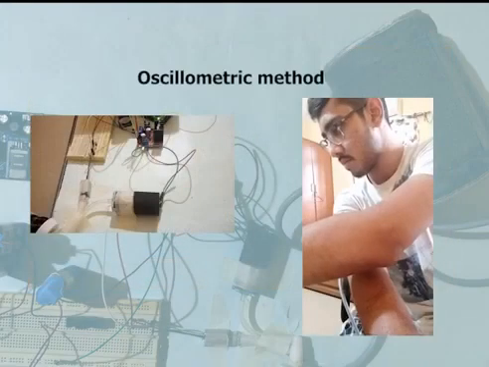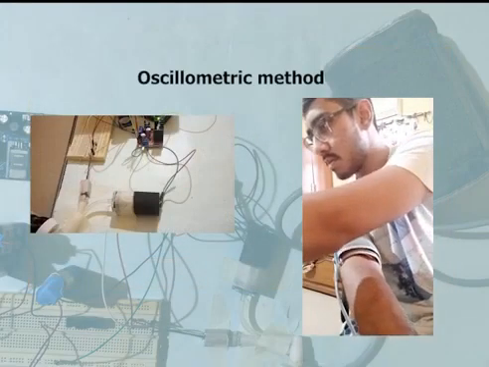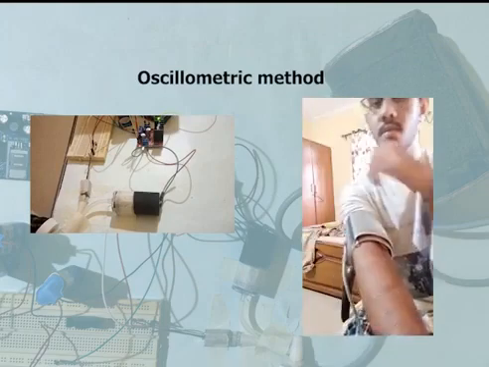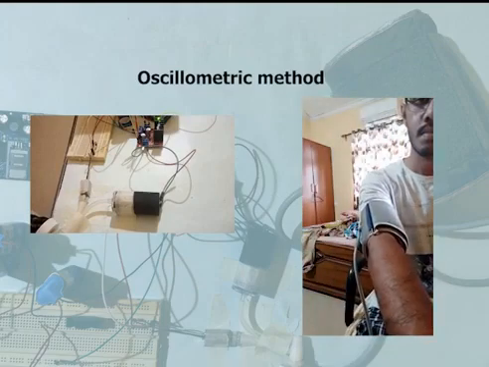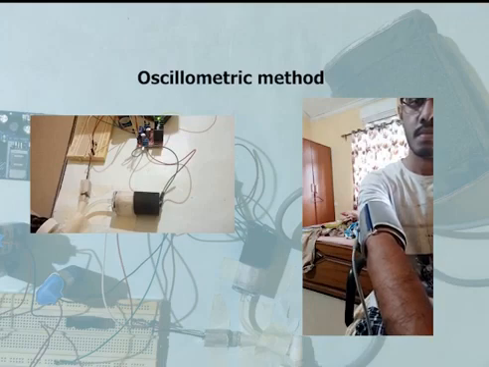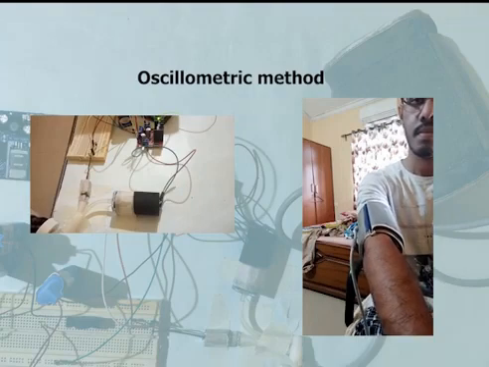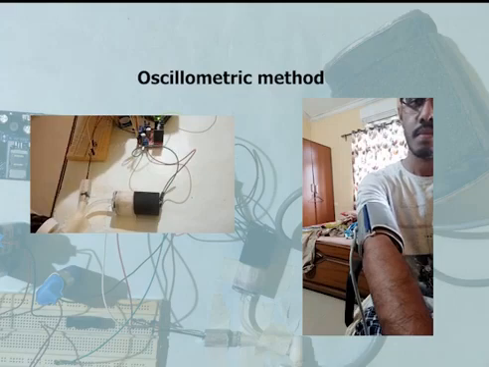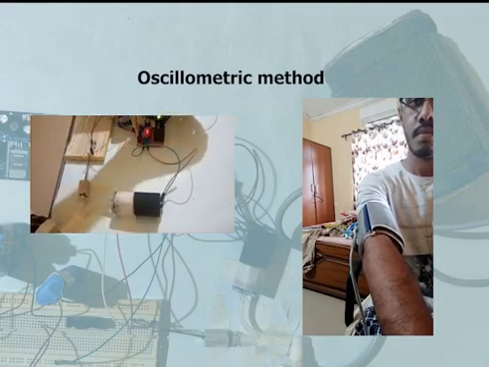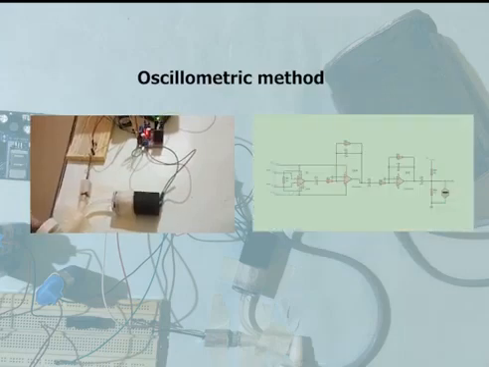Our design uses the oscillometric method to measure the blood pressure. In the oscillometric method, we make use of a cuff that is inflated by an air pump, and then the pressure is sensed by an air pressure sensor. We use the MPX2050GP. We have also designed an amplifier and filter circuit which was simulated on Proteus.